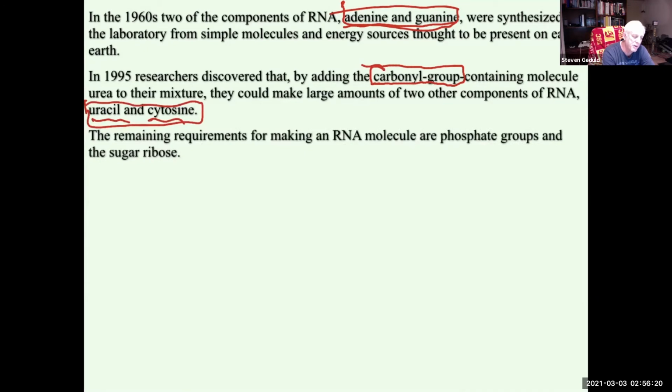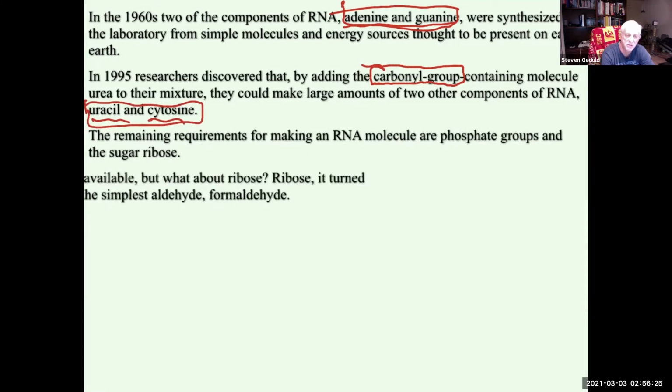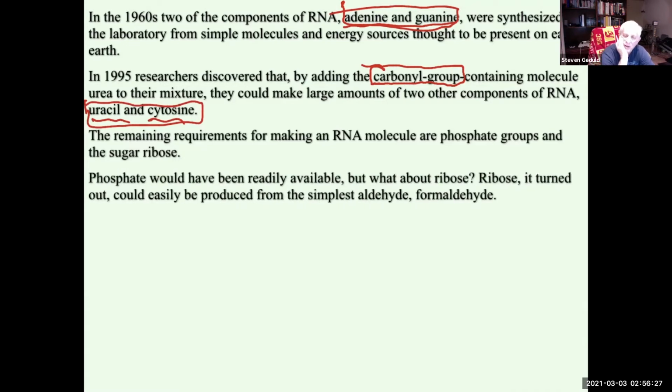The remaining requirements for RNA molecules are phosphate groups and the sugar ribose. That's what it attaches to. Phosphate would have been readily available. Ribose, it turns out, could be produced from the simplest aldehyde, formaldehyde. Remember what an aldehyde looks like. The simplest aldehyde you can form is C double bond O with an H and an H. That's the simplest aldehyde that's possible. Other than that, we start adding carbons to it. And that's formaldehyde.